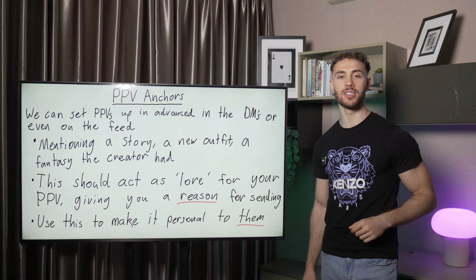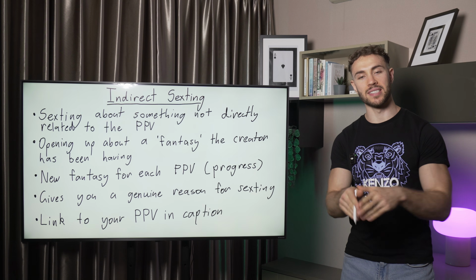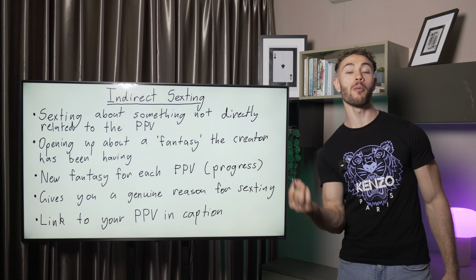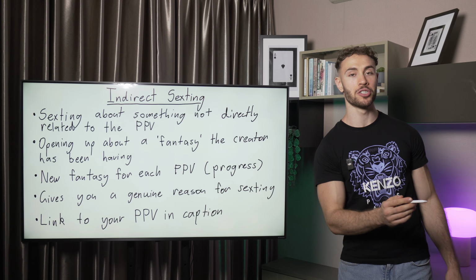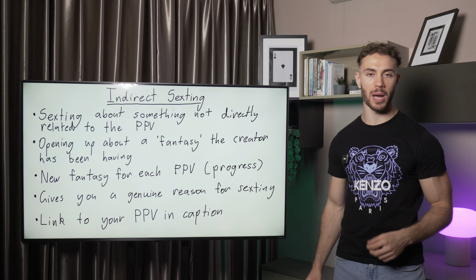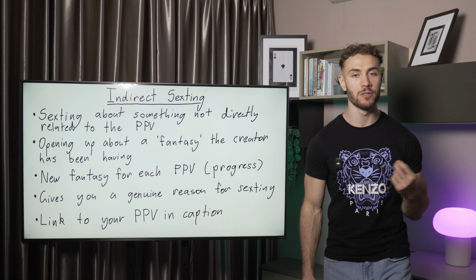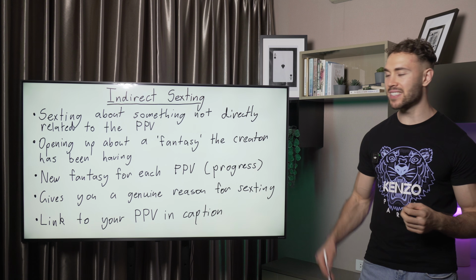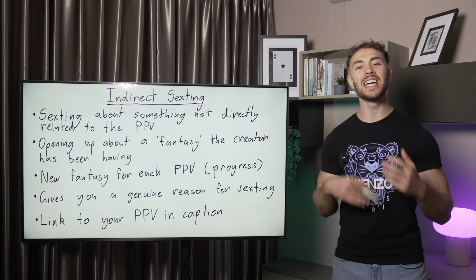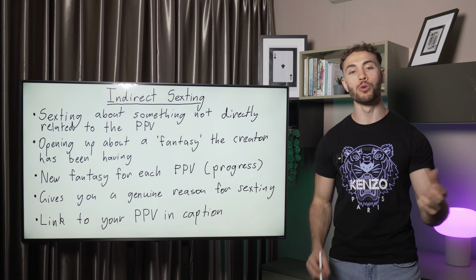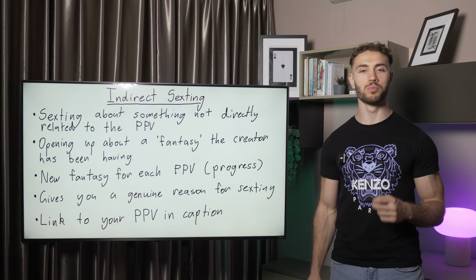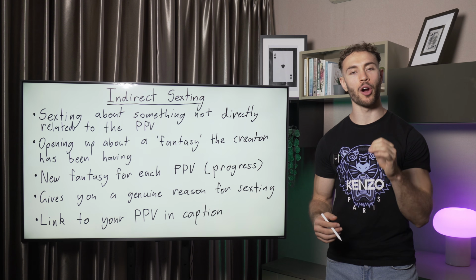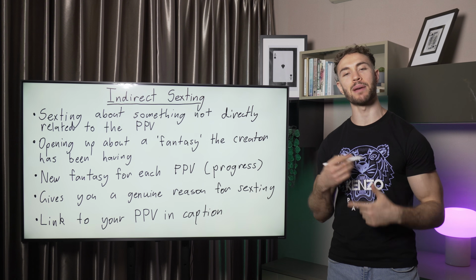So we've spoken about openings into our pay-per-view loop. We've also talked about how to follow up from our opening into our pitch. But how do we actually pitch these pay-per-views? Well, a really effective way of doing that is by using indirect sexting. That just means sexting about something that isn't directly related to the pay-per-view. What a lot of chatters will think to do when you say sexting is to describe a video in as much detail as they possibly can.